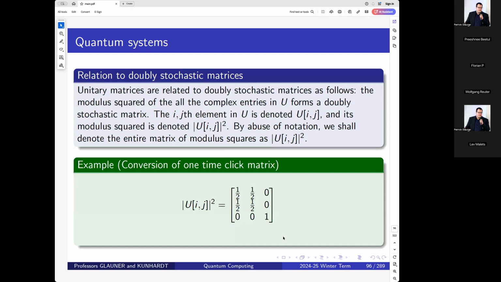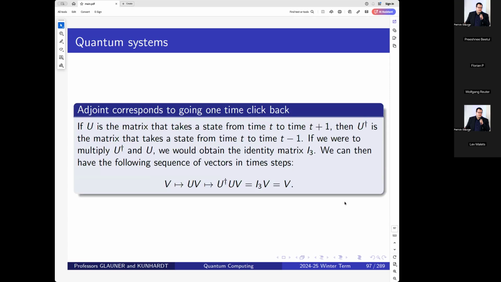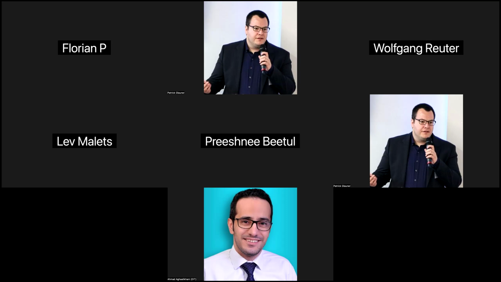And we've now seen we can convert our unitary matrix into a doubly stochastic matrix by simply taking the modulus squared of every entry. And it's easy to see that this matrix here is doubly stochastic because all the rows and columns add up to 1. This next step is also something I will show you on the iPad. Then it's easier to follow.